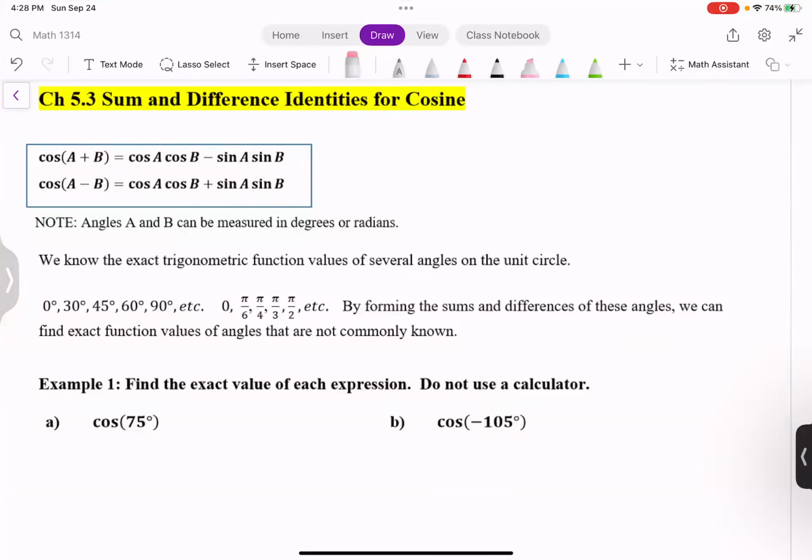In this video, we are learning 5.3, sum and difference identities for cosine. Here are the two sum and difference identities for cosine. First one is cosine of (A plus B), with A and B in parentheses, equals cosine A times cosine B minus sine A times sine B. If I have cosine (A minus B), that equals cosine A times cosine B plus sine A times sine B. So these two parts are exactly the same. Which part is different? Here is plus, I'm having minus. Here is minus, I'm having a plus.